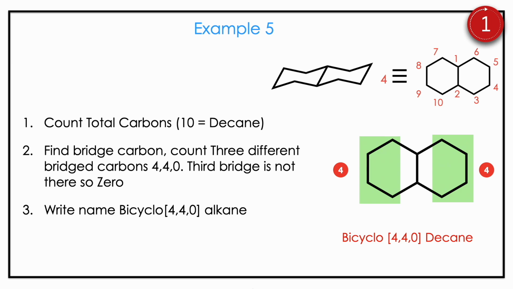So the name will be bicyclo 4,4,0 decane. So the fused carbon system name is easy because one bridge is not there. So naming will be easy.